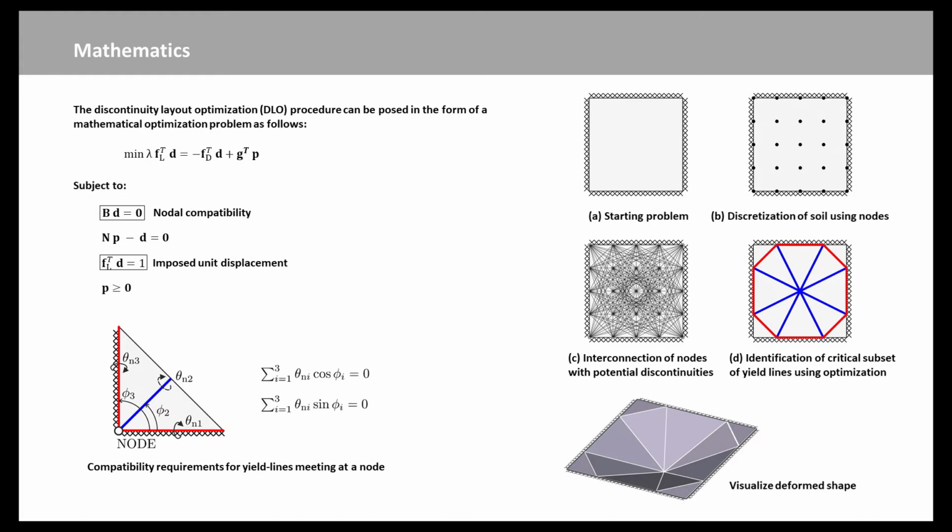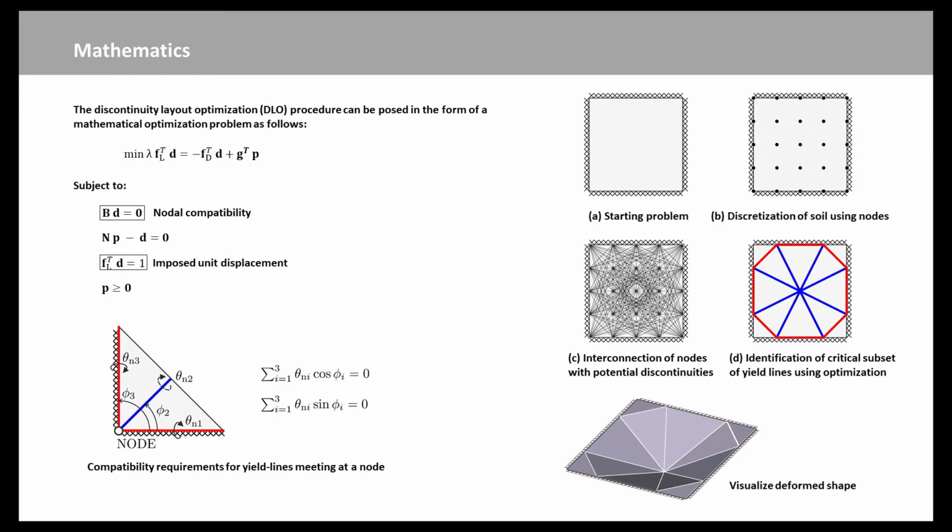What does the process look like? First of all, we start with a slab. We populate the slab with nodes. We connect each node to every other node with a potential yield line, and then we use optimization to identify the critical minimum energy solution. So in this particular case, we get the yield-line pattern, indicated by the red and blue yield lines, hogging and sagging respectively.